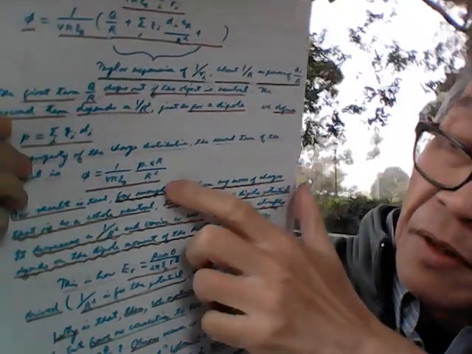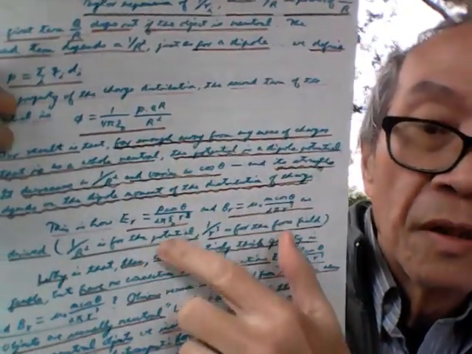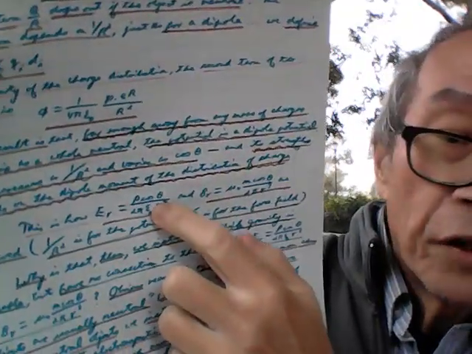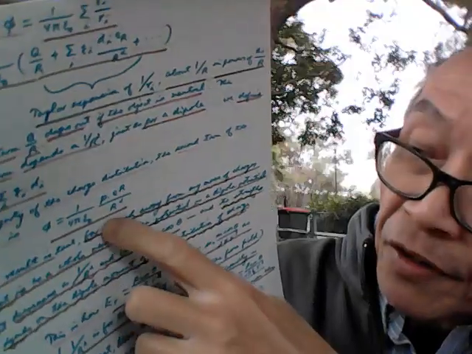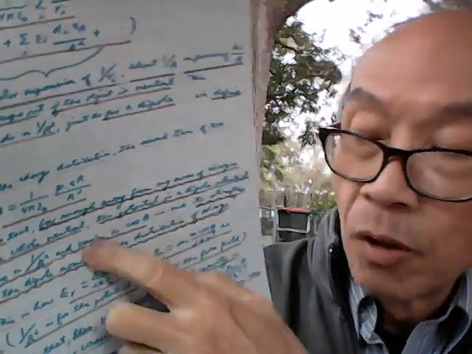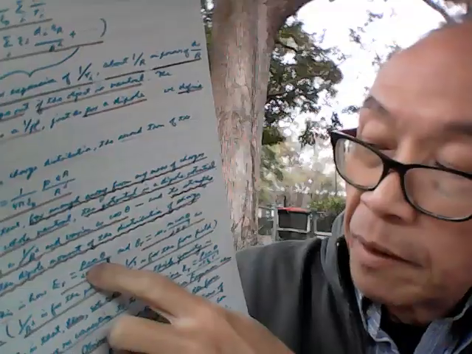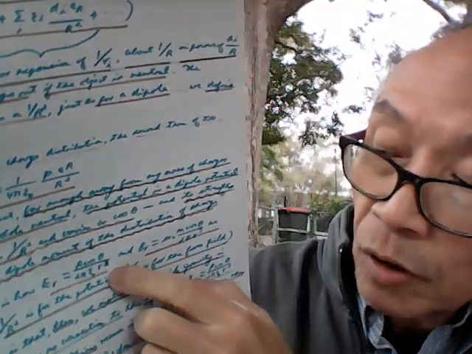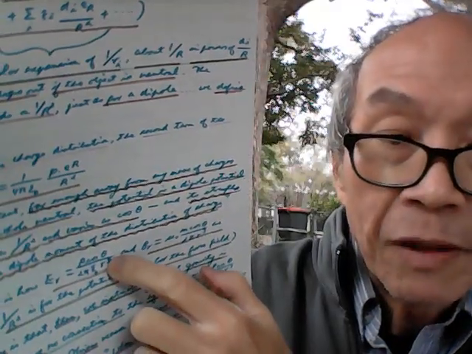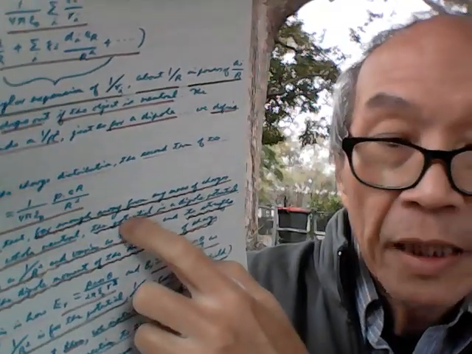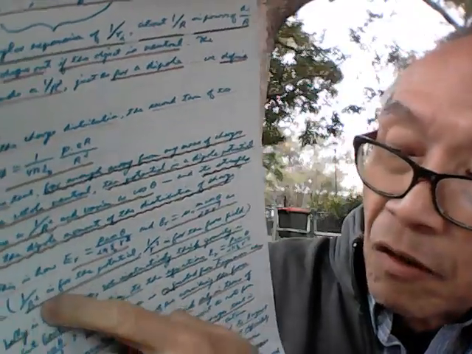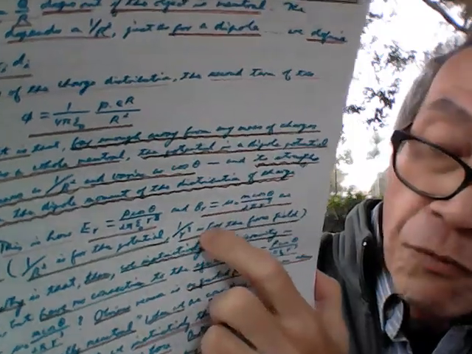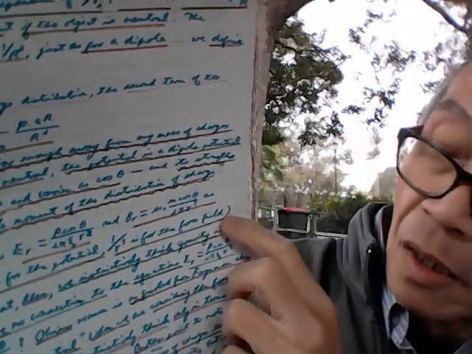Why do you see r squared becomes r to the power 3? Because here, what is mentioned is the potential. So here, P cosine theta is a force field, a dipole force field. So it has to become 1 divided by r to the power 3 instead of r squared. 1 over r squared is for potential. 1 over r to the power 3 is for the force field.